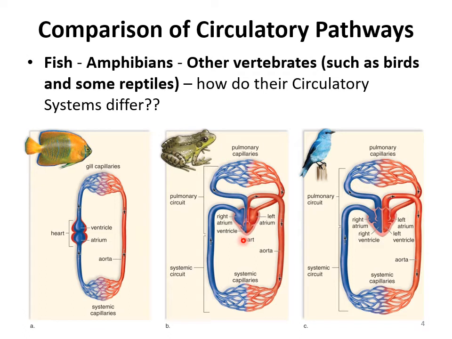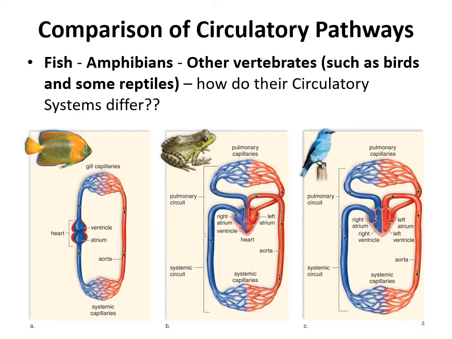This is different from other vertebrates, including us, who have a double loop, and we have a heart divided by a septum. So a septum is a central wall that splits our heart in two, so that we have a left and a right side. And with that, we have four chambers. So there's a right atrium, a left atrium, and then a right ventricle and a left ventricle.